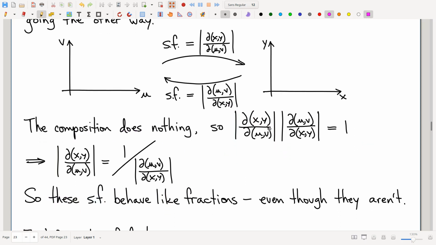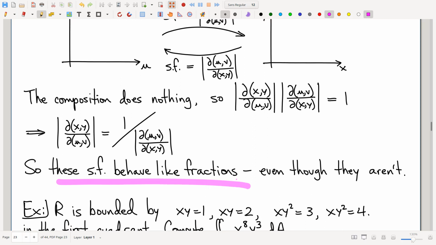Okay, so this is another example of these stretching factors behaving like fractions. I cannot emphasize enough, they're not fractions. This thing right here, this partial xy by itself, is not a thing. A fraction is a ratio of two things, and that's not a thing. So please don't make the mistake of thinking that this result that I've got here in purple is obvious. It's really not, because these are not fractions. This is a statement about determinants. So non-trivial, but true.